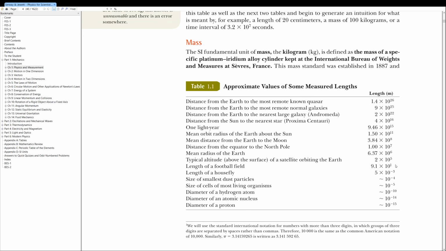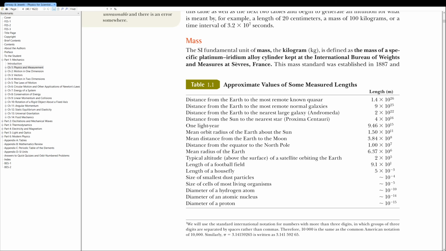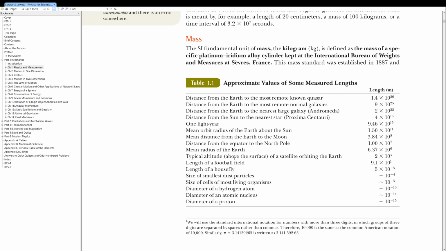So let's start in the middle here. 9 times 10 to the 1. If you're familiar with standard notation, 10 to the 1, that's 10 to the first power, that's just 10, right? So 9.1 times 10, that's 91 meters. 91 meters is the length of a football field. That's about 100 yards, right?